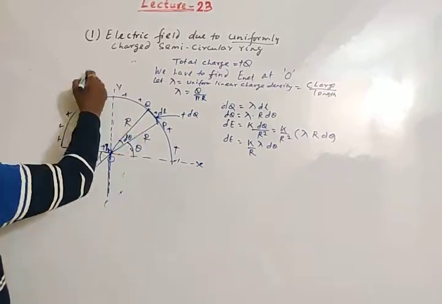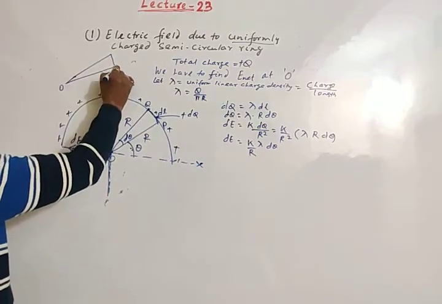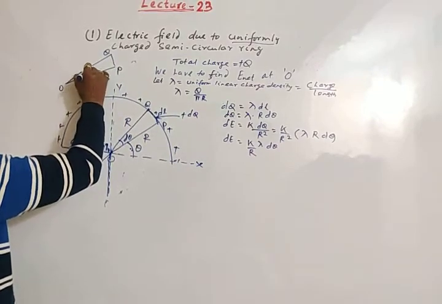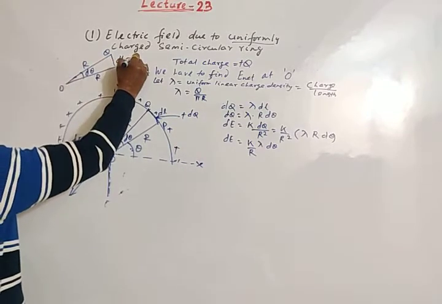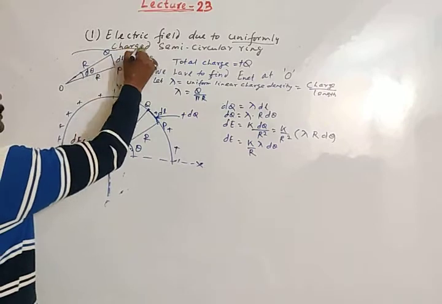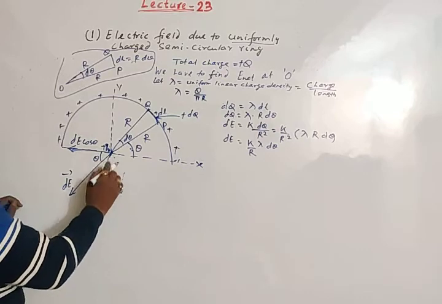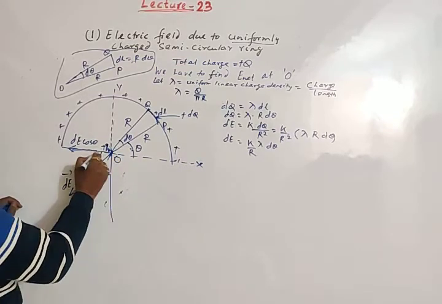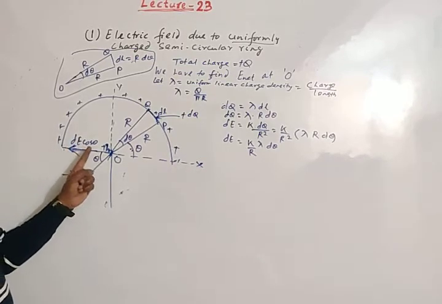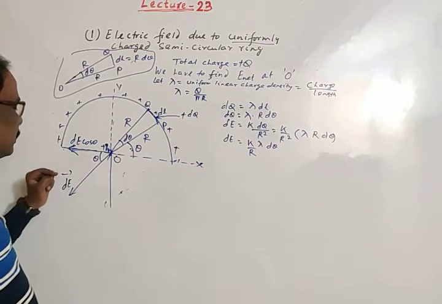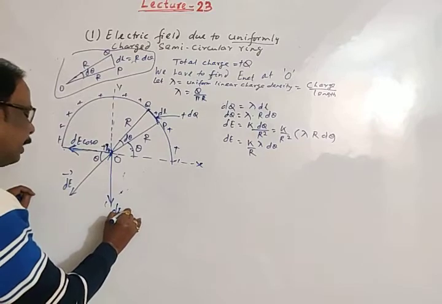We may show here this is O, this is P, this is Q, this is d theta, and this is dl. Okay, this is R, and dl is equal to R into d theta. This is for your understanding. Then this point is O, this is along x-axis and this is along y-axis. Then component of dE along x-axis is dE cos theta, and along y-axis that is dE sin theta.